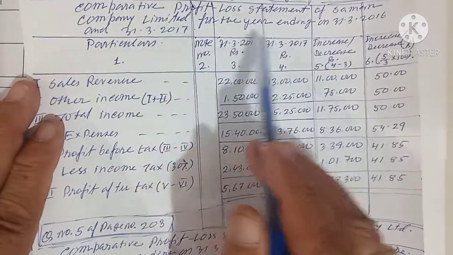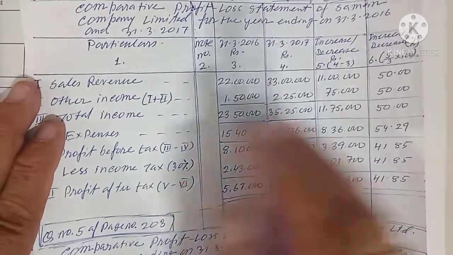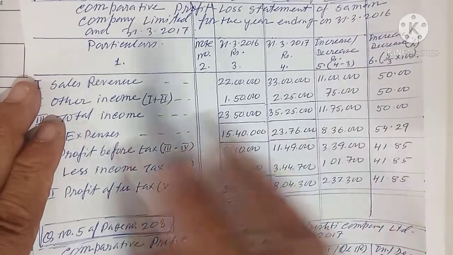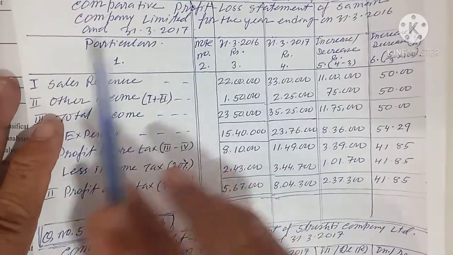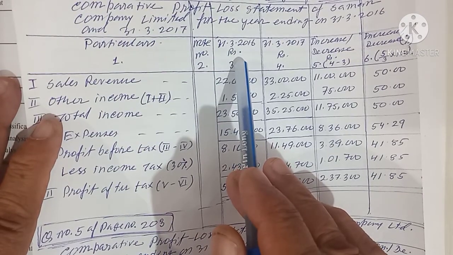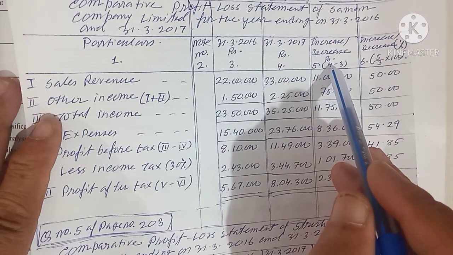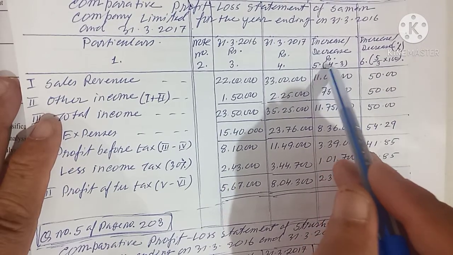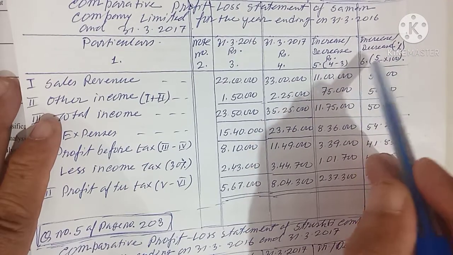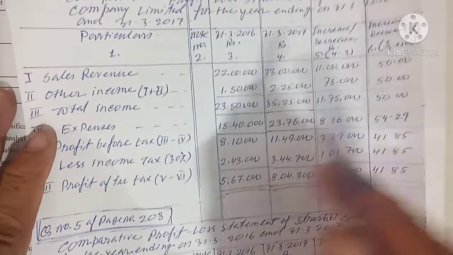Comparative profit and loss statement of Samans Company Limited for the year ending 31st March 2016 and 31st March 2017. The particulars, note number, 31st March 2016, 31st March 2017, increase, decrease, rupees, that is fifth column, fourth column minus third column, increase, decrease percentage, sixth column, that is fifth column divided by third column multiplied by 100.